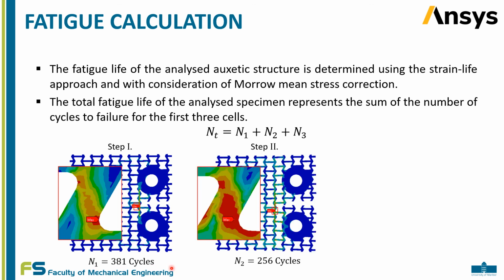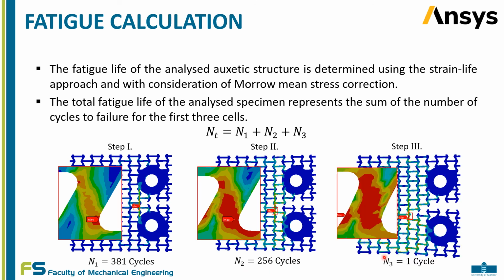In the second step, we cut the first cell struts and repeat the computational analysis, where we calculate the number of cycles to failure for the second cell, period N2. In the third step, we cut the second cell struts and repeat the computational analysis, where we calculate the number of cycles to failure for the third cell, period N3. In the end, the total fatigue life of the analyzed structure represents the sum of all three periods.